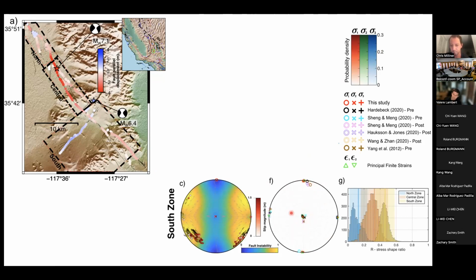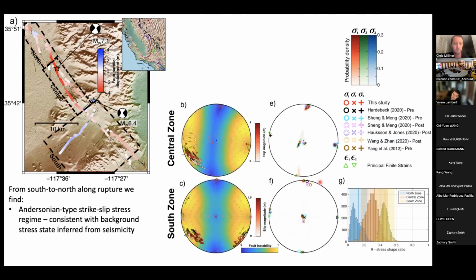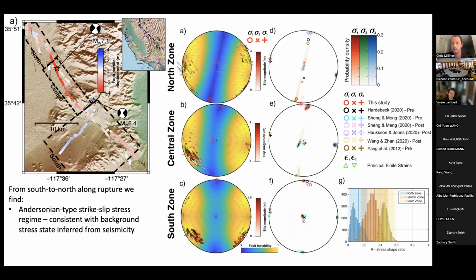The other symbols here are the stress orientations from other studies, either using the background seismicity or aftershocks. You can see a pretty close agreement between some of these. If you move up to the central zone, we see a similar result, with close agreement between our stress orientations and those from other studies. And then in the north, the sigma 1 direction is now rotated quite a bit towards the east. So one feature that we find is that the stress direction seems to rotate from south to north on the rupture by about 12 degrees.